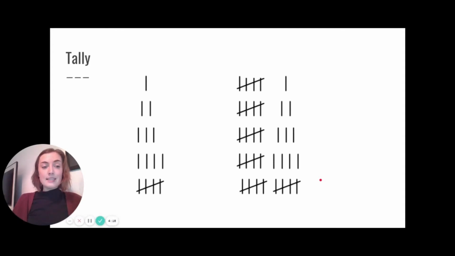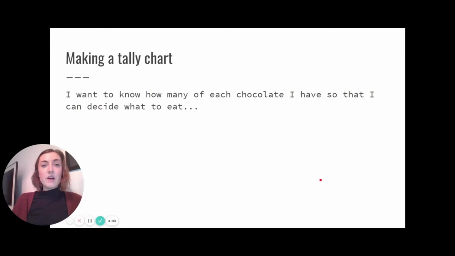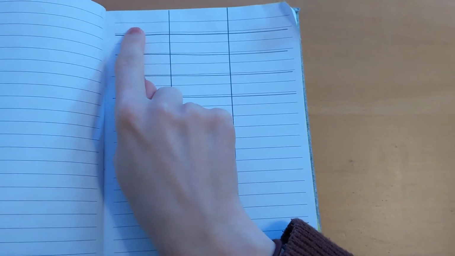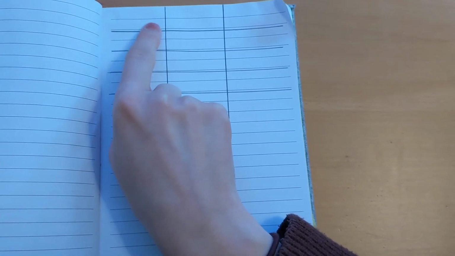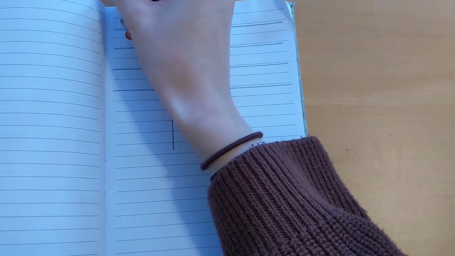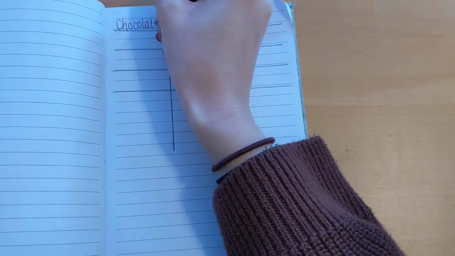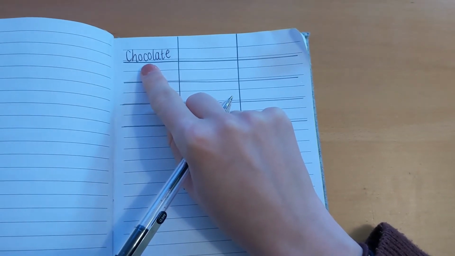We're going to use tallies today to record different things. So the first tally chart I'm going to make, I want to know how many of each chocolate I have so that I can decide what to eat. And I'm going to do this by making a tally chart. When we make a tally chart, we need 3 columns. The first column, the heading, is what we are recording. What am I looking at? In this case, Miss Wilson is recording types of chocolate. So in the first column, I write chocolate.